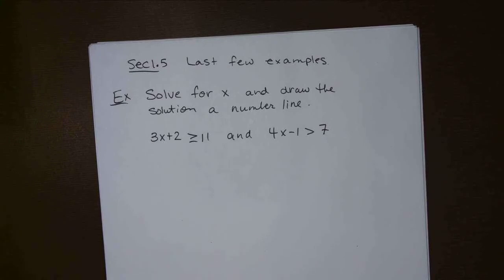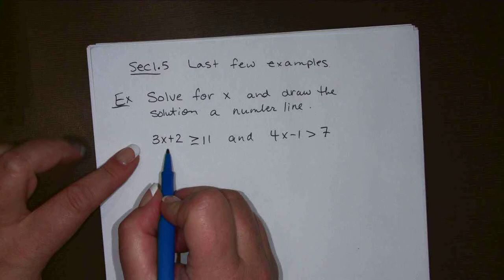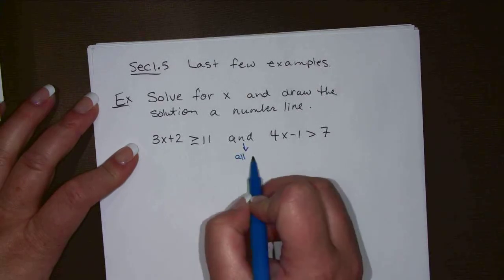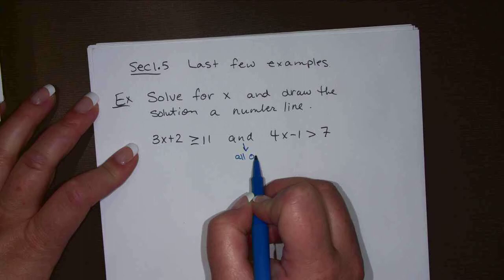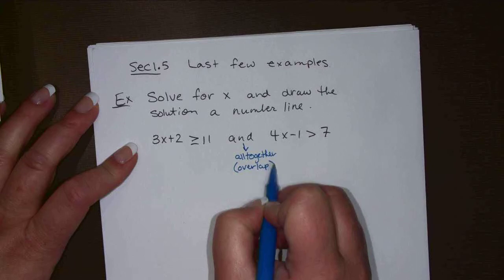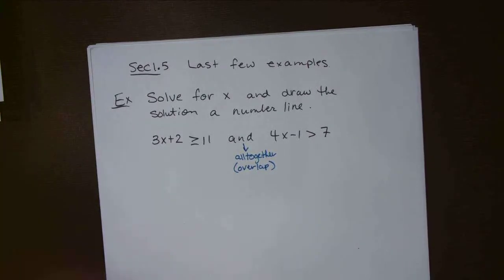So when we have 2 different inequalities, that's a system of inequalities. A system means more than one equation at a time, and we would solve them both separately, and then we need to look at the answer together, putting it together. So "and" means all together, or the overlap. So we need to look at the 2 solutions and where they overlap, and that will be the final answer.